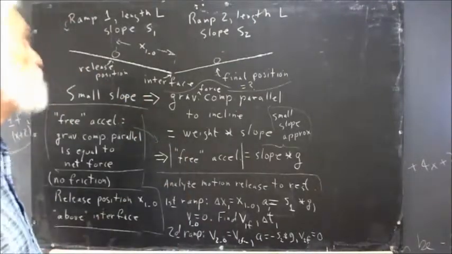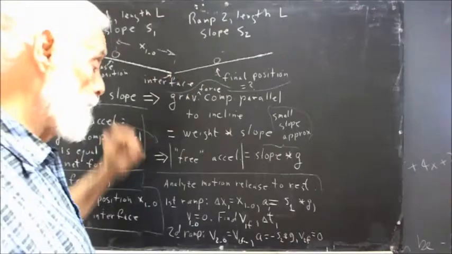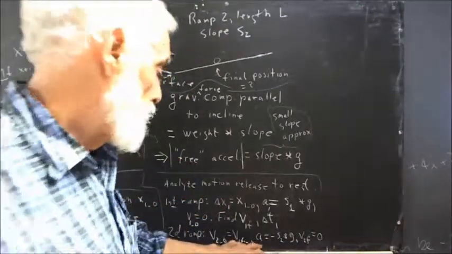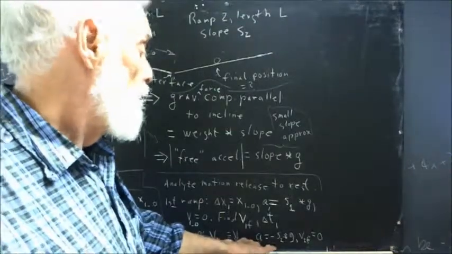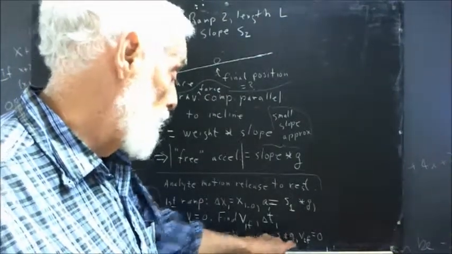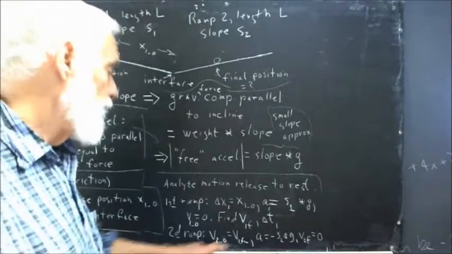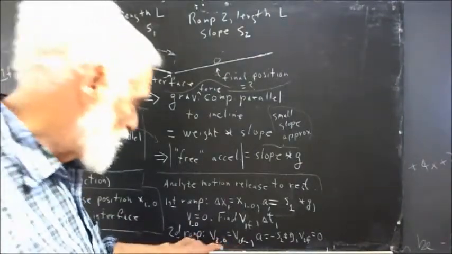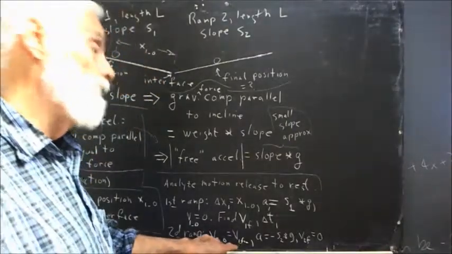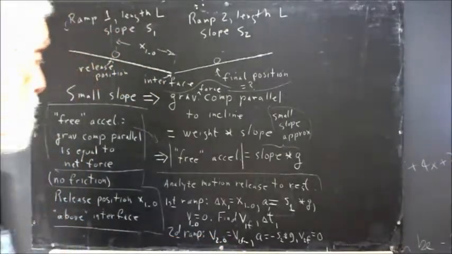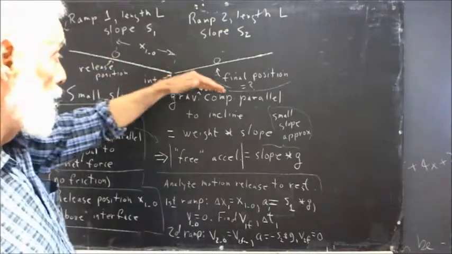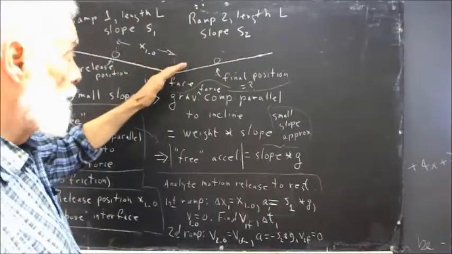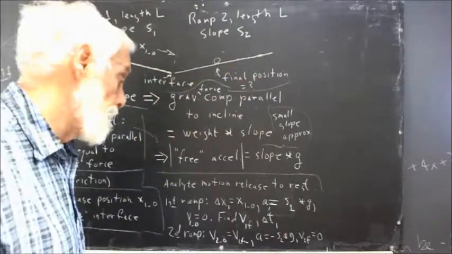Now, in reality, we have a little bump here, and we have to deal with that, but we're ignoring that for the moment. The acceleration on the second ramp, I'm going to say, is negative s2 times g. Implicitly, in setting the final velocity on the first ramp equal to the initial velocity on the second ramp, I've assumed that the positive direction is in the direction of motion of the ball as it goes down this ramp and then again as it goes up this ramp.